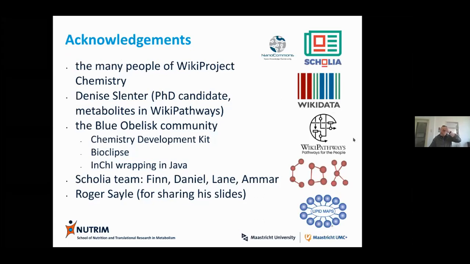So yeah, I will share a link to the slides so you can look at them later. These are some of the work that is behind it. There's a lot of cheminformatics and Wikidata and WikiPathways work behind this. So plenty of people to acknowledge.